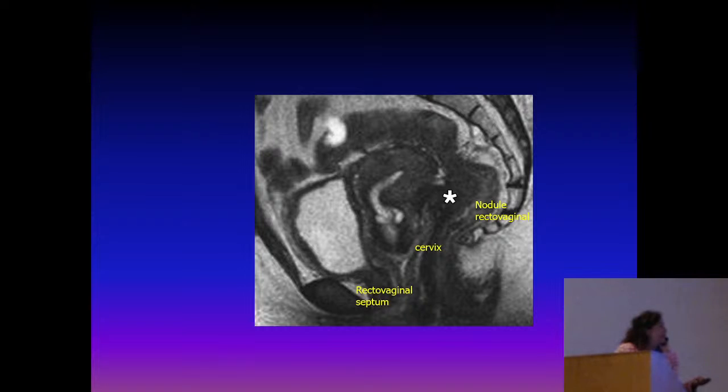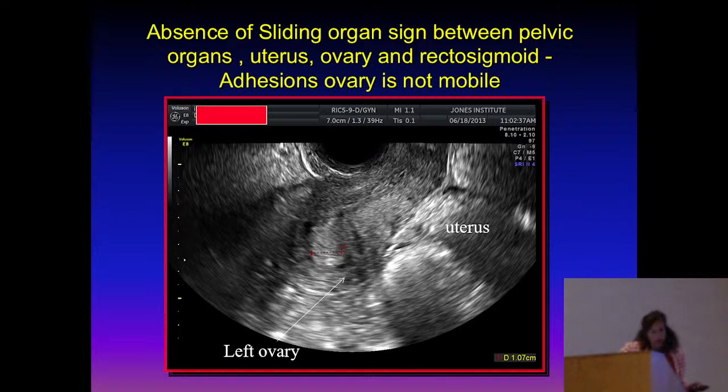Here's an MRI. Here's the nodule, which is a low intensity mass on the MRI. Here's your uterus and the ovaries, so you have the ovaries stuck. Then there's something called the sliding organ sign that we use a lot. So the ovaries may be stuck, and they may be at the level of the cervix or the torus. And I'm going to show you some clips.